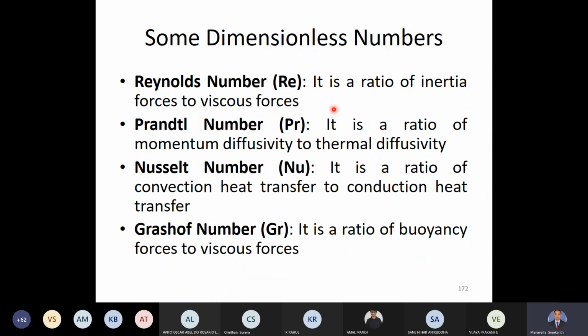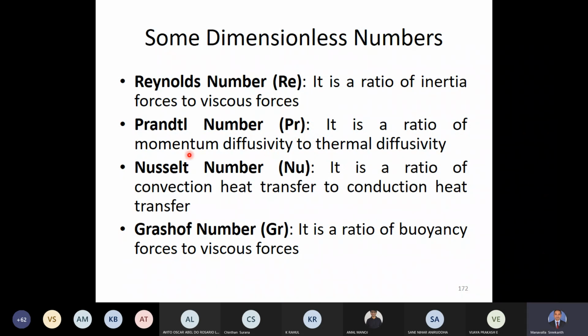Now, if you refer to page number 120 of your data book, you will see a big list of different dimensionless numbers that are very frequently used in heat transfer. Only 4 of these are listed here. We'll come across these 4 non-dimensional numbers in the heat transfer course that you are going to study. So the first one is the Reynolds number, which is a ratio of the inertia and viscous forces. The second one is the Prandtl number, represented as Pr.